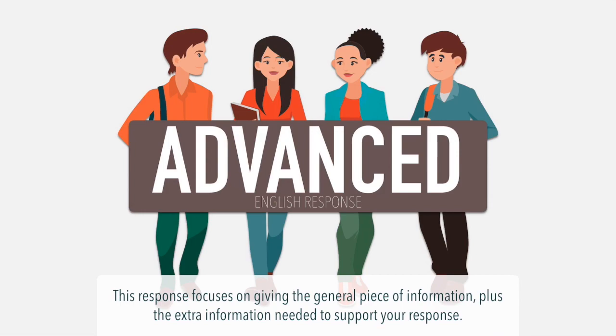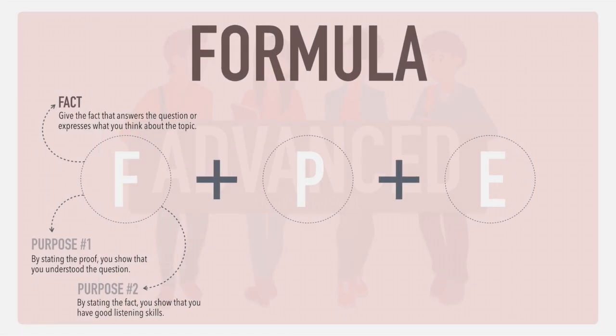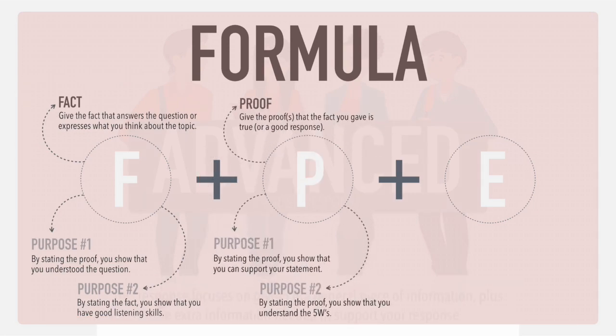You see, this response focuses on giving the general piece of information plus the extra information needed to support your response. Now, here's what the formula looks like. F plus P plus E. Now remember, before, for the basic English response, we did have the F right here, okay? So we already know the F, which stands for fact. However, if we move on to the P, which stands for proof, this is what we see. You see, you give the proof that the fact you gave is true or a good response.